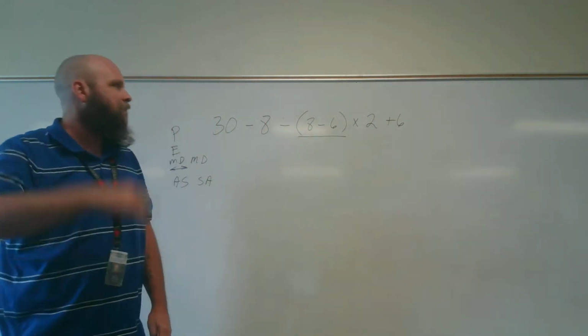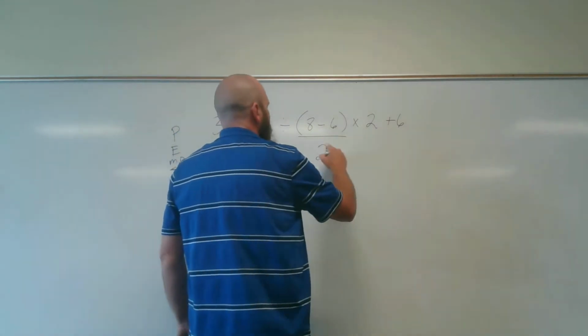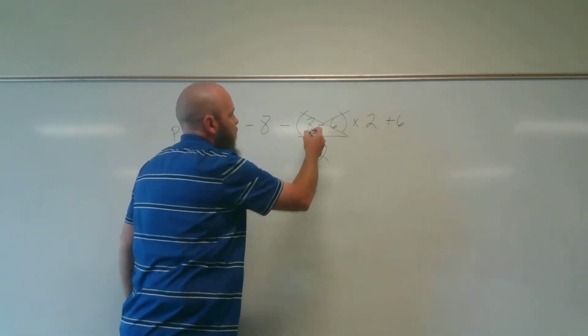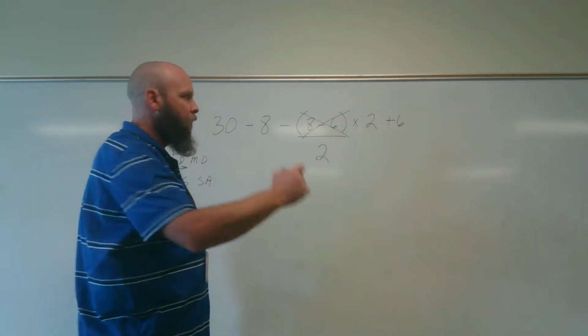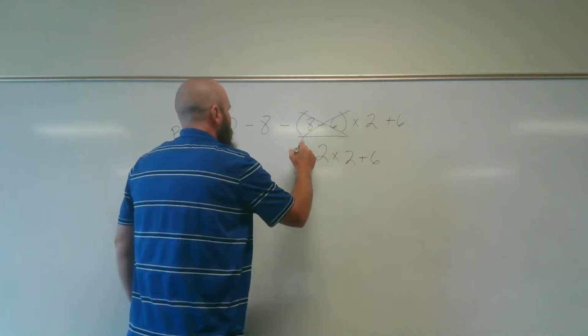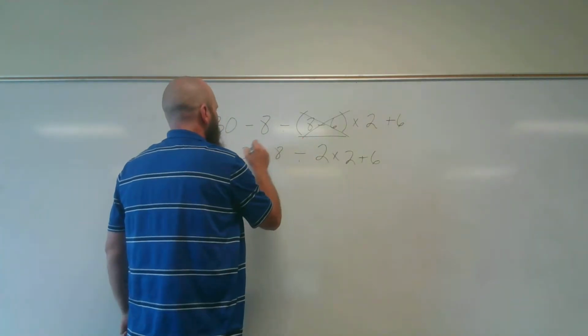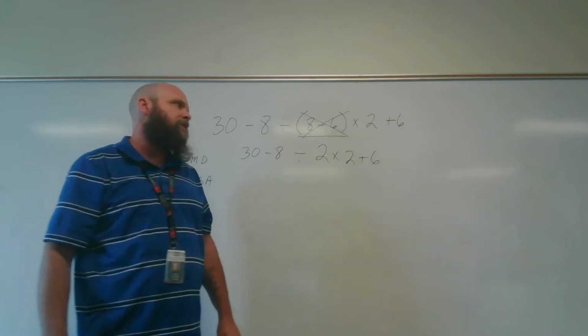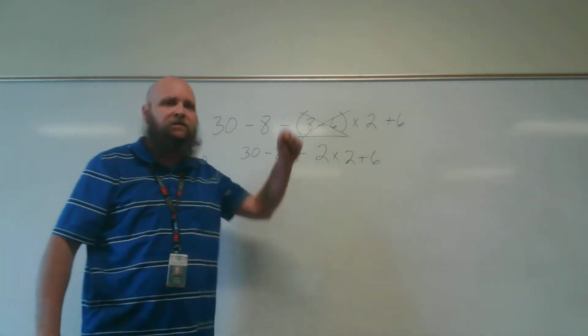8 subtract 6 is 2. We have used this right here. So we bring down everything we have not yet used. So now I have 30 subtract 8 divided by 2 times 2 plus 6.